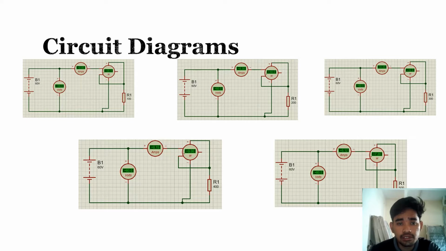So here's the simulation that I've made, where the resistance is 100, 200, 300, 400, and 500 ohm. As you can see, there's the simulated voltage, the current, and the power, which have been simulated from the circuit diagram. So that is all from me.